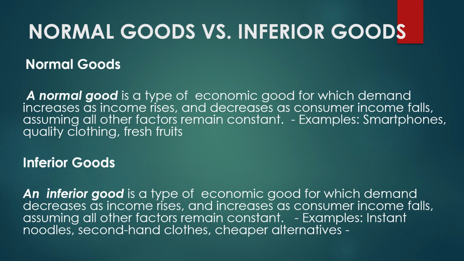In other words, when people earn more money, they buy less of these goods and switch to better alternatives. Examples of inferior goods, as I just said, are instant noodles, second-hand clothing, cheap alternatives to primary products. When your income is low, you might buy instant noodles, you might buy second-hand clothing, which you call fauger, bend down boutique, because they are cheap. But when your income increases, you switch to more expensive and higher quality foods.